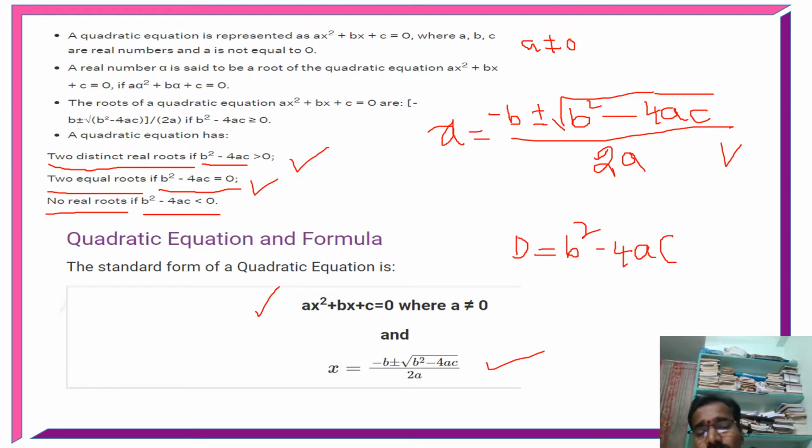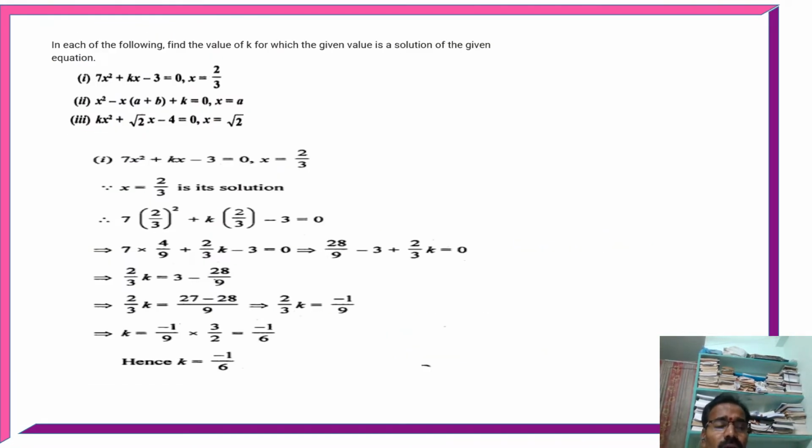Before applying this method or the split of middle term method, first we will find the nature of the roots. If the roots are real, then only we'll continue and apply the method. Then go to the next slide, students. Here it is given, students, some quadratic equations as well as some roots. We have to find the unknown k value when x is equal to 2 by 3.